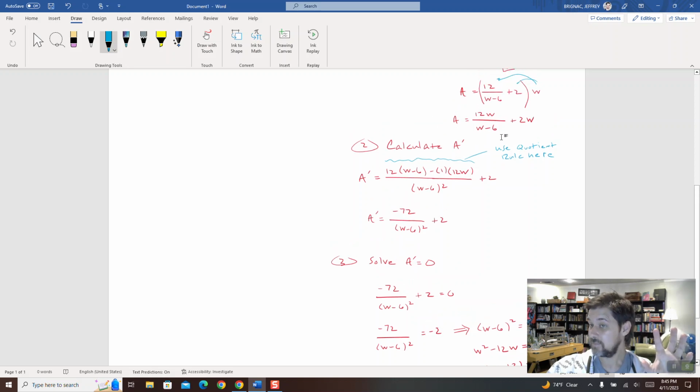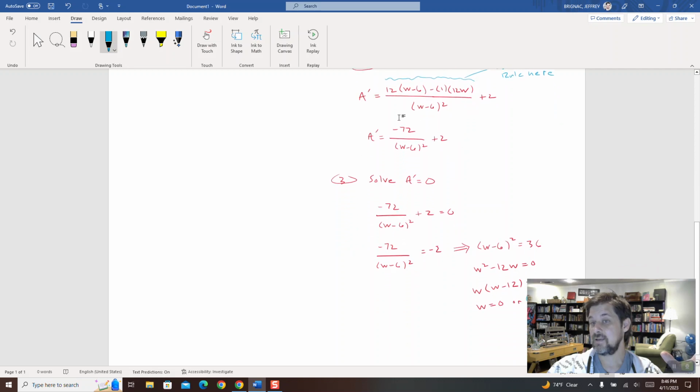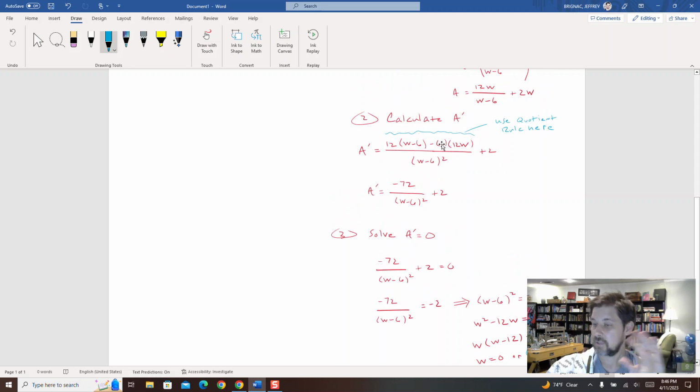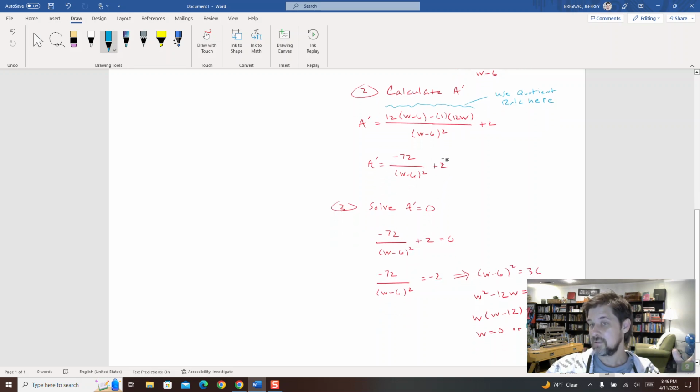If I want to find the derivative of this, I'll have to use the quotient rule, that's what you're looking at here. And then plus, I carry the plus down. What's the derivative of 2W? It's just 2. If this is simplified, much of what I have there cancels, and I get negative 72 over W minus 6 squared plus 2. Right now, at least, I'm not explaining the quotient rule. If that is something that we needed to review, you could ask about it and we could go over it. But here's the derivative with the quotient rule. That's what it simplifies to. So here's my A prime.